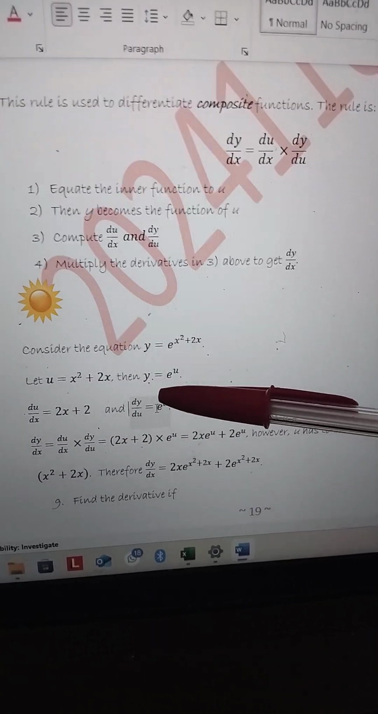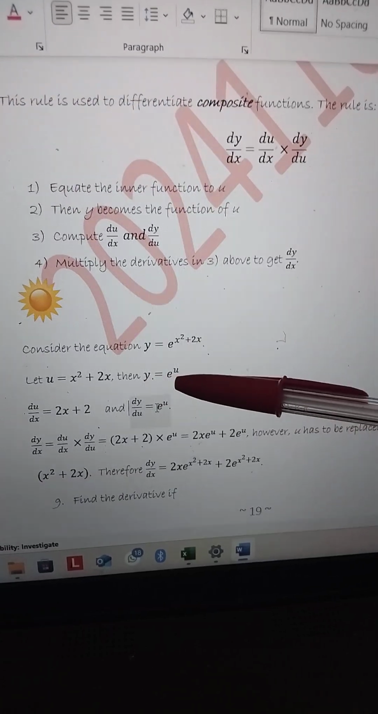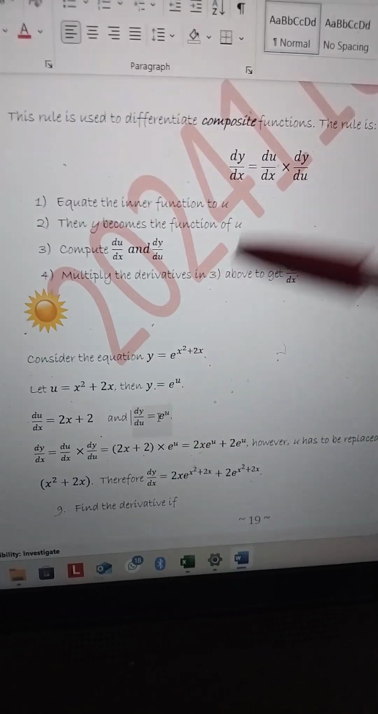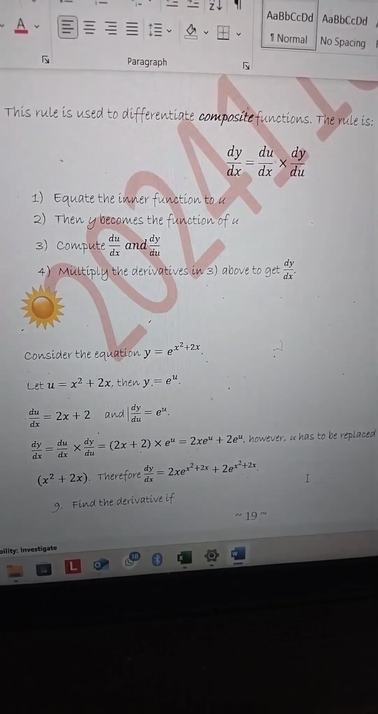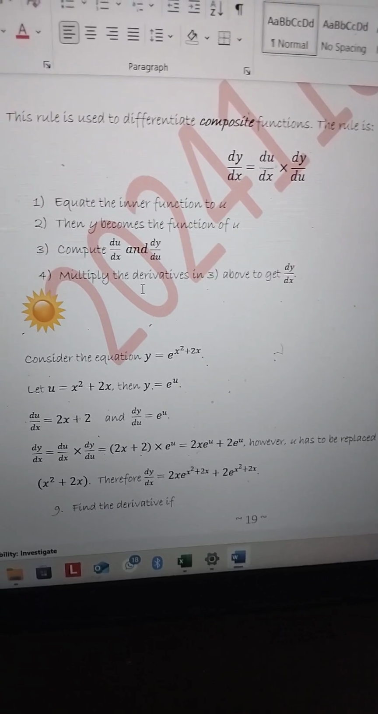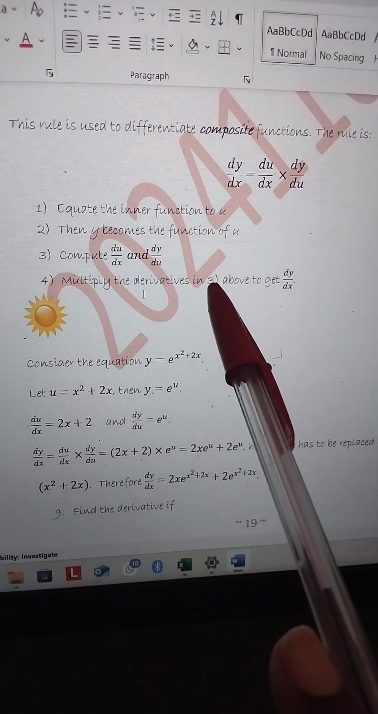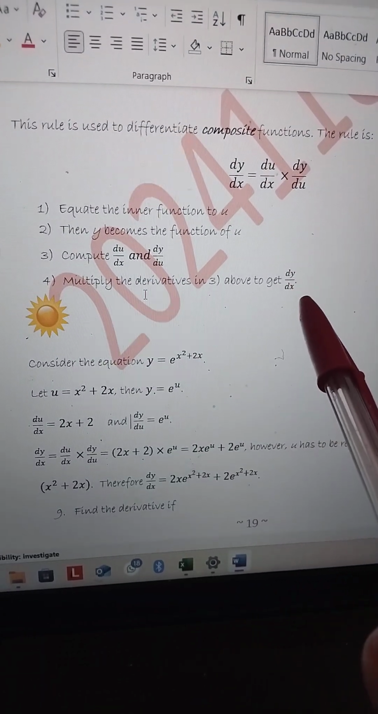And then ebe hape re tlo tla re etsa derivative of y with respect to u. Then we have dy du is equal to e to the power u. Ebe he ka mora mo, the next thing from here, you have to multiply the derivatives above to get dy dx.